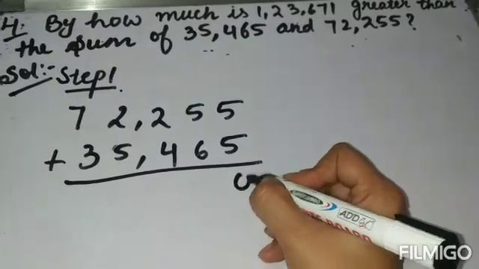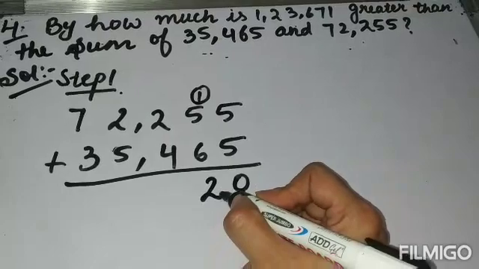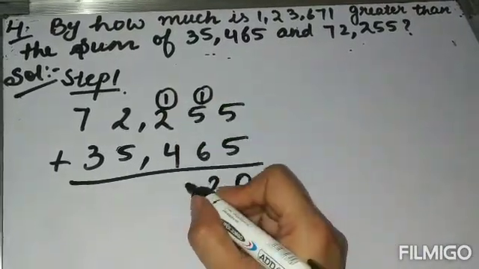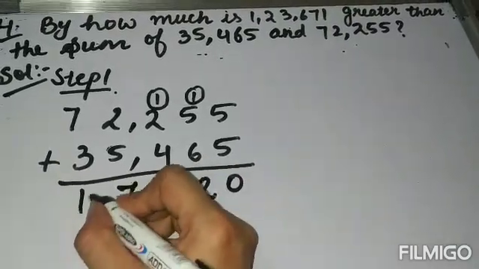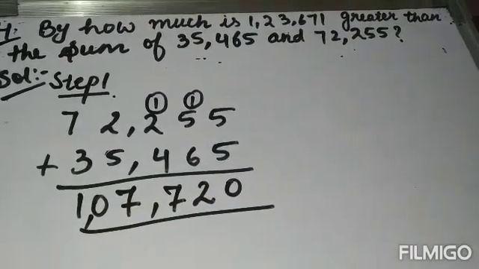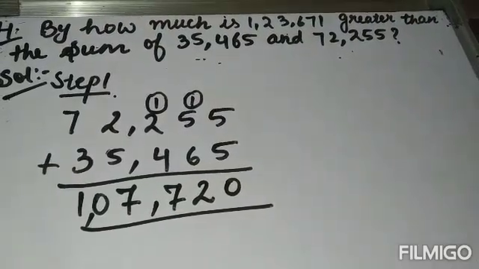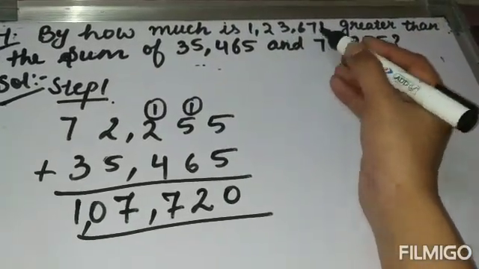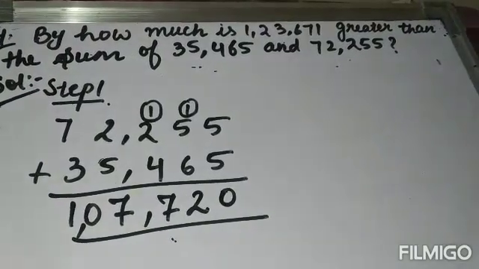5 plus 5 is 10, 6 plus 5 11, 11 plus 1 12, 4 plus 2 6, 6 plus 1 7, 5 plus 2 is 7 and 7 plus 3 is 10. So the sum of these two numbers is 1,07,720. Now we have to check how much is 1,23,671 greater than this number. How we will check? We will find the difference of these two numbers.